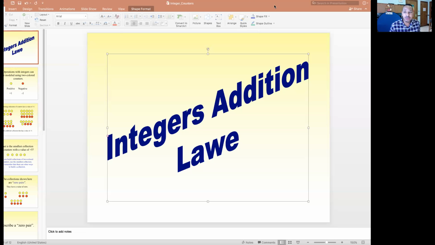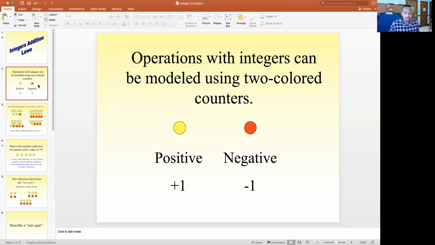So hopefully you're able to see the PowerPoint that's been generated. I'm doing a screen share simultaneously while I am going through this lesson. So typically a yellow counter would represent a positive 1, while a red counter would represent a negative 1. So red is negative 1, a yellow counter represents a positive 1. What happens when you put a negative 1 and a positive 1 together? We get what is called a zero pair. And we're going to talk about that in a minute a little bit more.